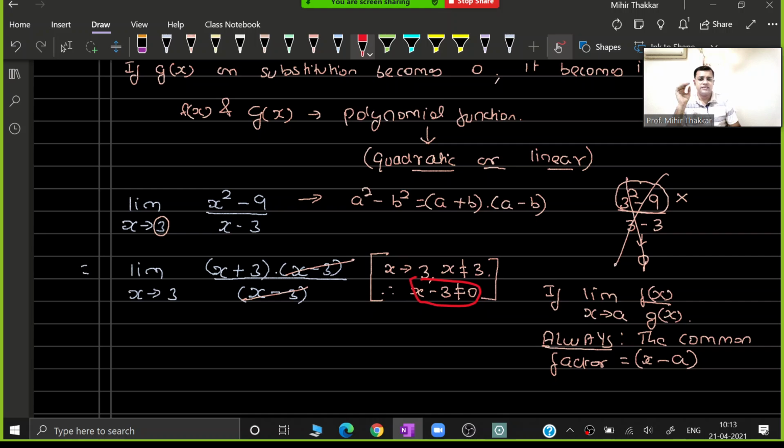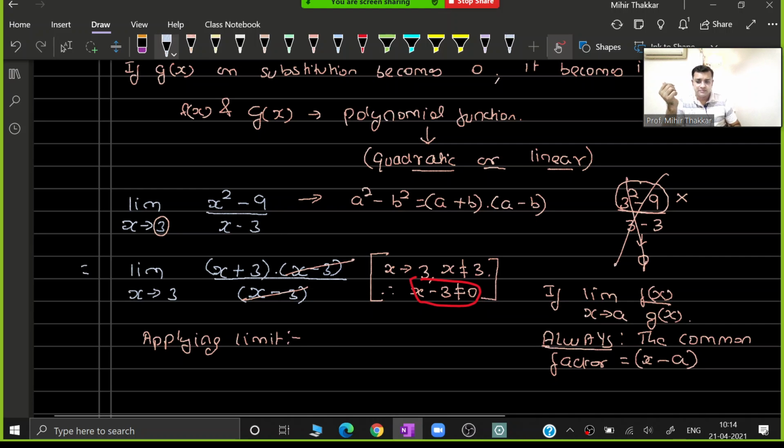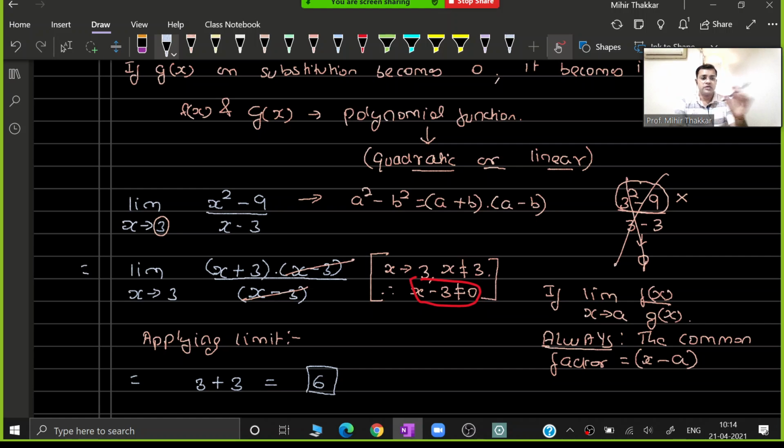Now, as soon as you do the common factor cancellation, the last thing that you have to do is apply the limit and you are done. Obviously, you know the meaning of applying the limit. You have to substitute the limit value in the function. So it is now 3 plus 3, which becomes equal to 6. So that is the way you will be solving all the questions of the form f(x) upon g(x), where f(x) and g(x) both are algebraic or polynomial or quadratic or linear.